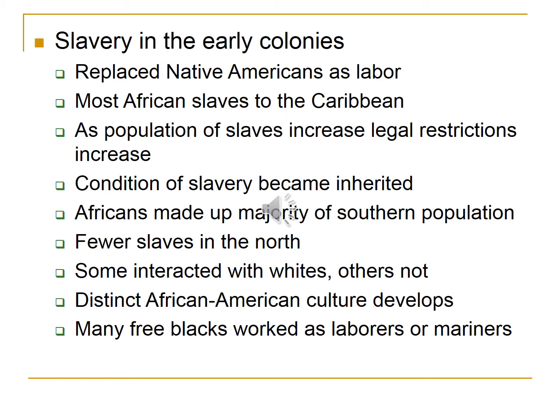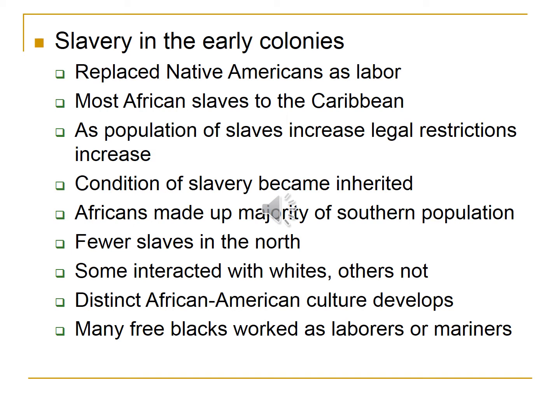Africans made up a majority of the southern population very early on. Slaves outnumbered white people in some states like South Carolina by a huge amount. While the North did have slaves, there were fewer slaves in the North, and they were not necessarily what you might call plantation slaves. They were more like butlers and domestic workers, carpenters, maids, and they worked in closer proximity with the white population.